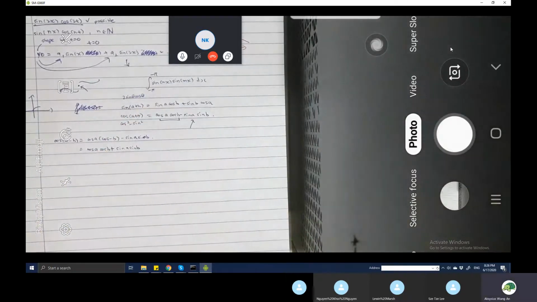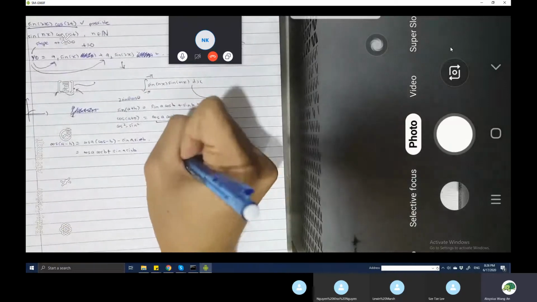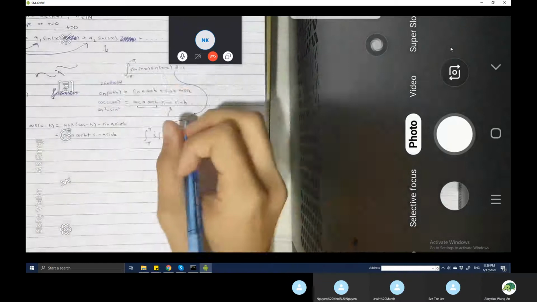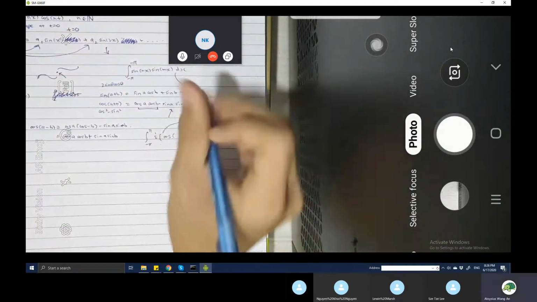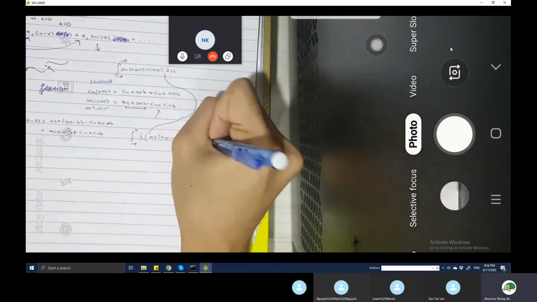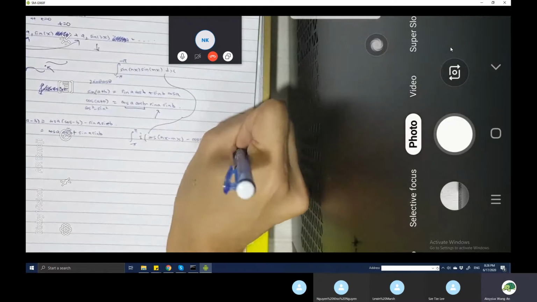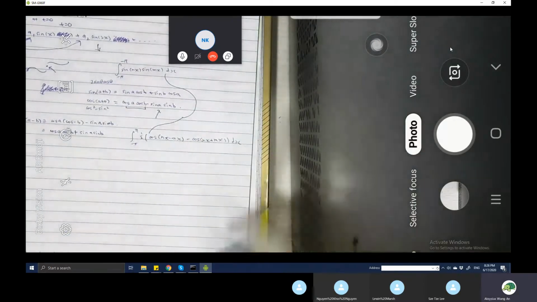Okay, yeah, this is basically it. So what we get from here is that this is going to be equal to half of cos(nx minus mx) minus cos(nx plus mx). Okay, and whenever you're integrating a cosine from minus pi to pi, you're going to end up with some sine, right?